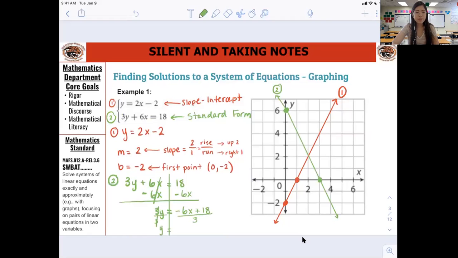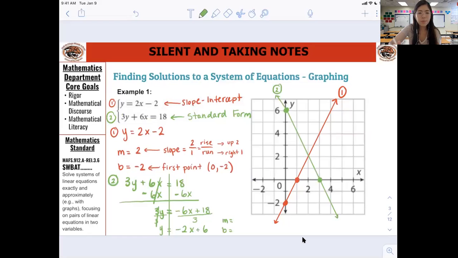So what's negative 6 divided by 3? Negative 2. Negative 2x. And then 18 divided by 3 is plus 6. Perfect. And now I'm in slope intercept form, and I can do the same exact thing that I did for my red line, which is to identify the slope, identify the y-intercept, and then graph.